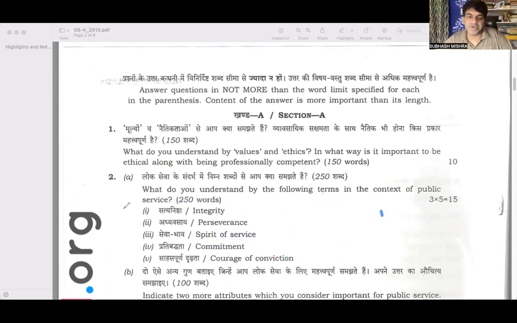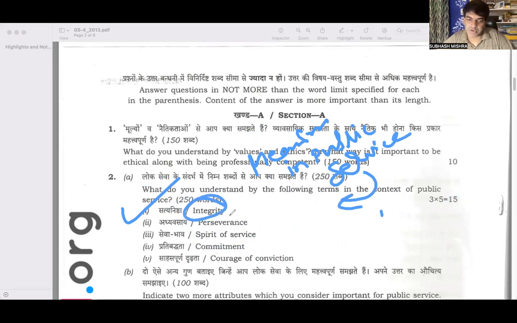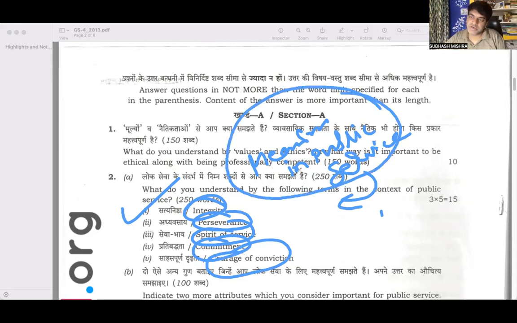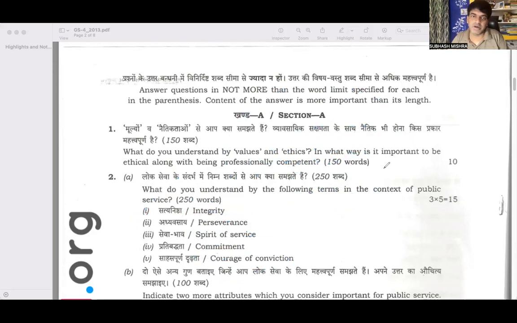So you write in your topic. Have you written that in your topic? Meaning in public service. Make this title: meaning in public service, and write all these words one by one: integrity, perseverance, spirit of service, commitment, courage of conviction. Did you write that? These words will actually be your notes later on when you are growing up in this.